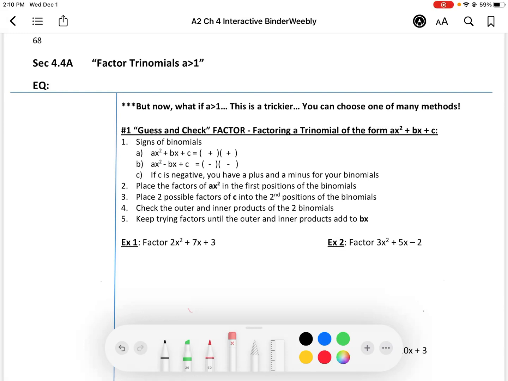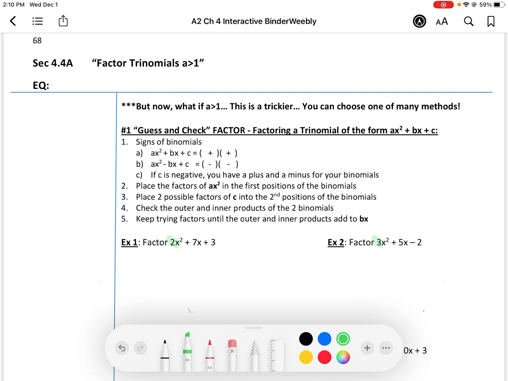Hey there, let's look at 4.a. Notes: factoring trinomials with a greater than 1. That means that our coefficient of x squared is going to be greater than 1. Like, for example, number 1, we have 2x squared. For example, number 2, we have 3x squared.